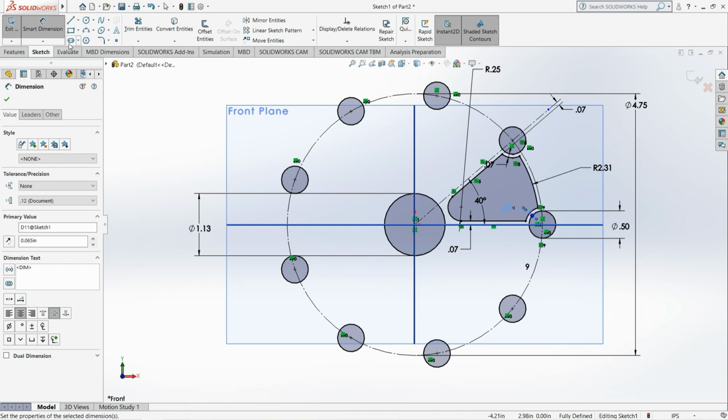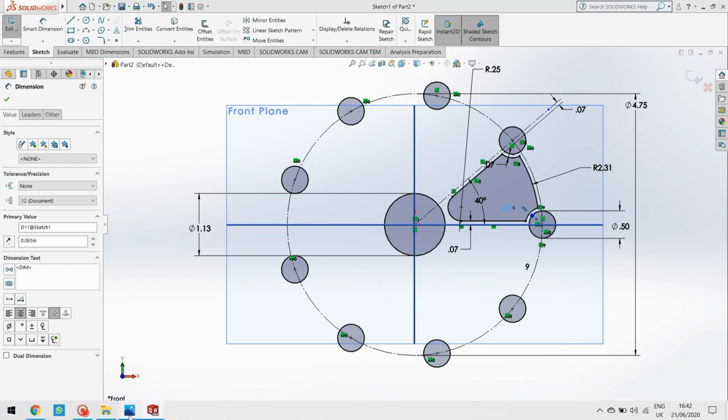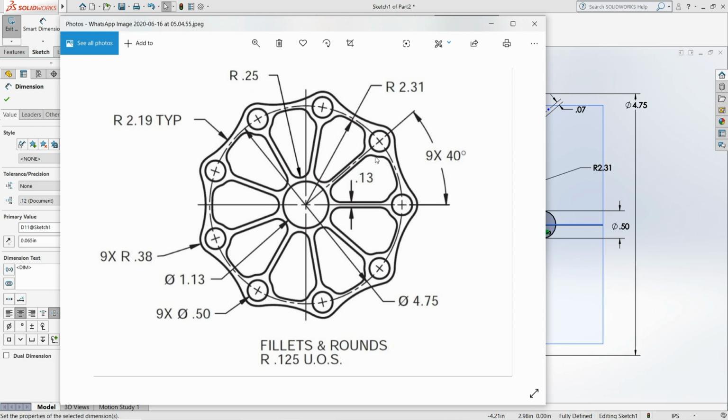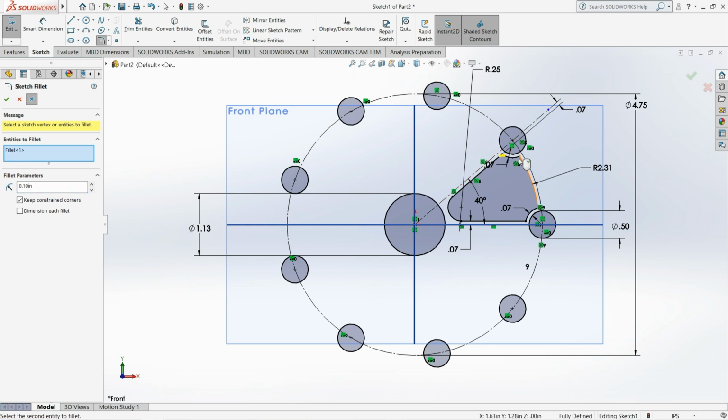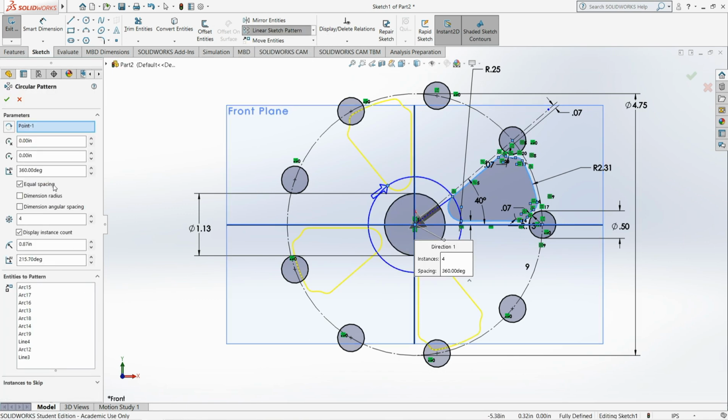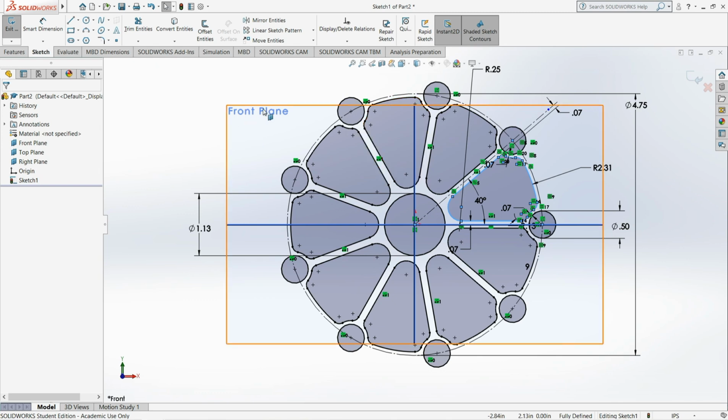Now I have to make the fillets. These fillets are given as 0.125. I can select them all at once and just put the value. Now the maximum is done. Now I have to do the circular sketch pattern for the whole thing, and 9 times it will repeat, so 9. Okay, done. Now I have to do the upper part.